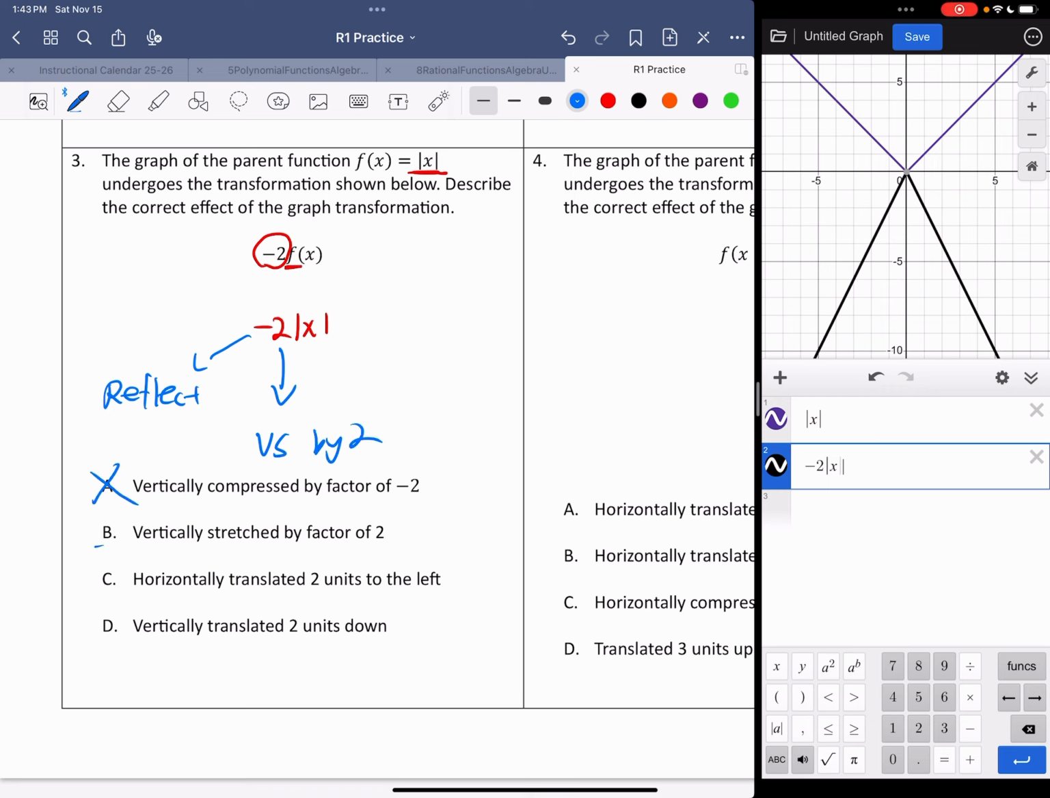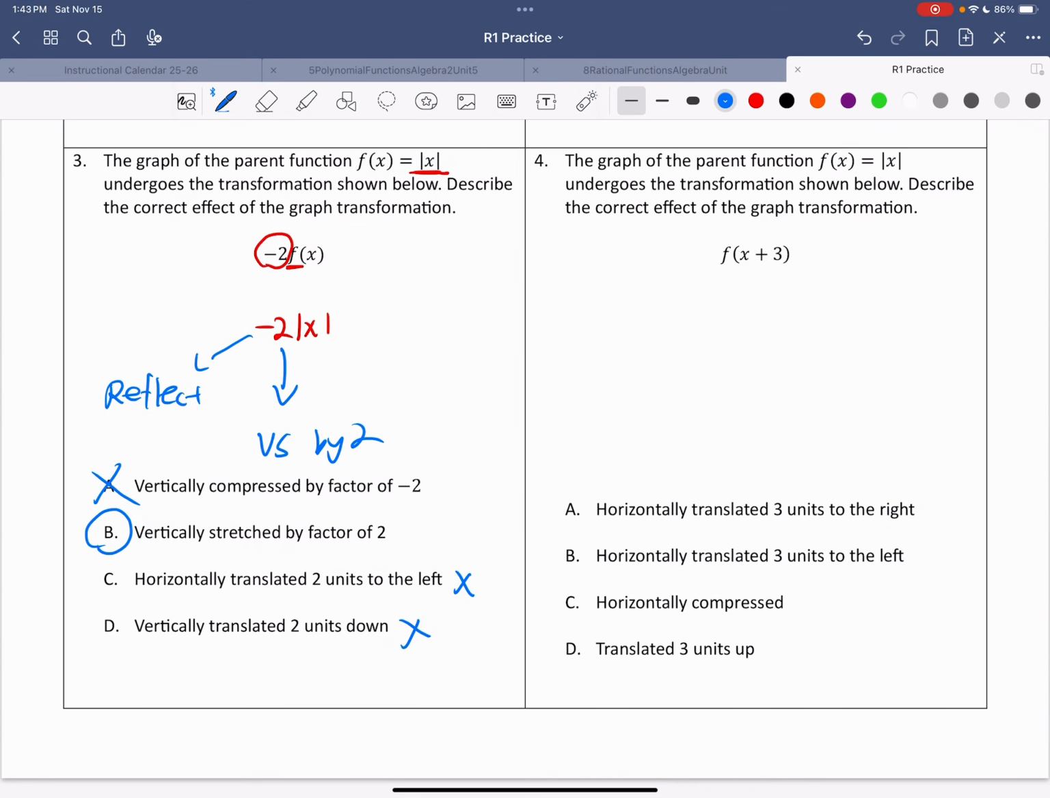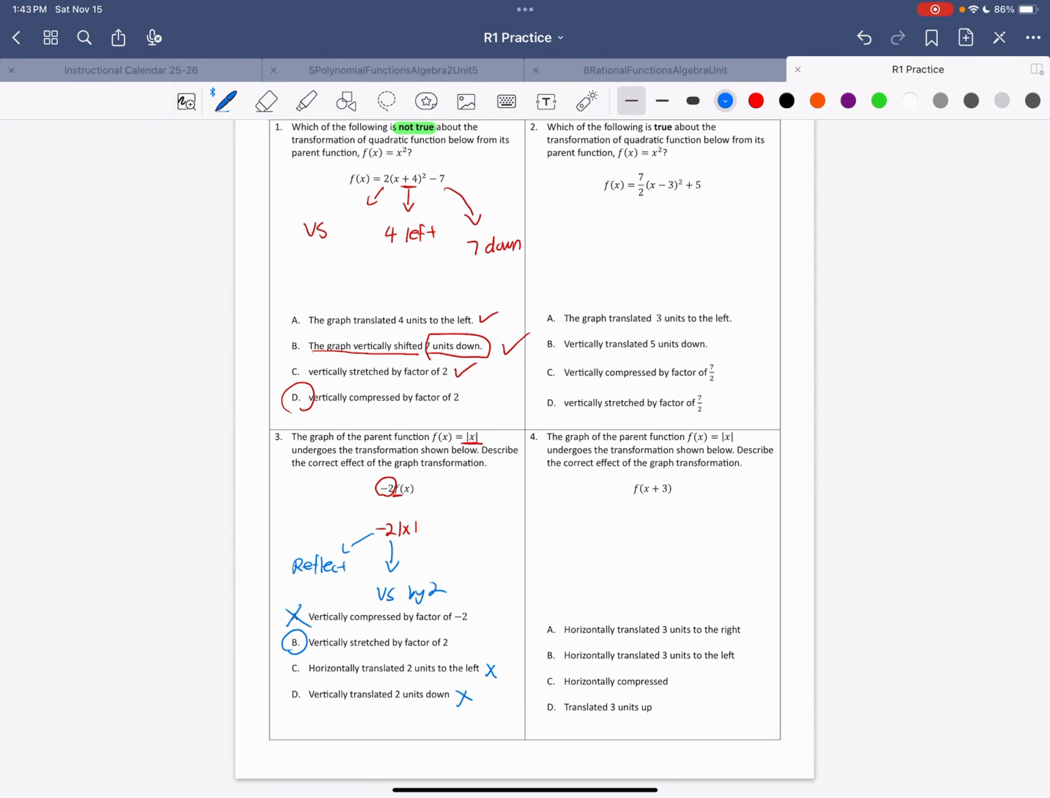Vertically stretched by a factor of 2. That's correct. It does not move 2 units to the left. It does not move any units down. All right? So keep that in mind. That's how you approach this question.